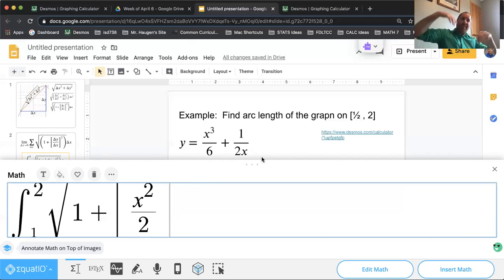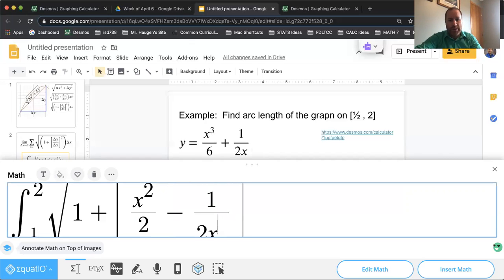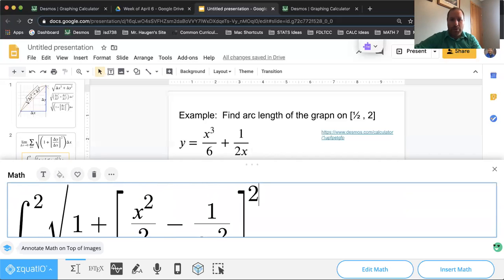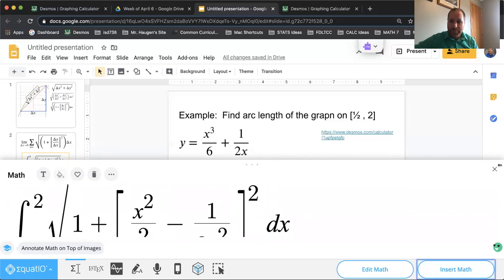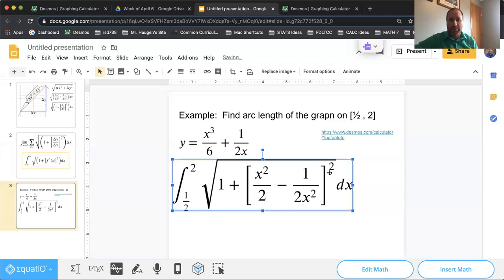Really, again, we could say that's x to the negative power. We're going to drop the -1 down and reduce the power, so minus 1 over 2x squared, right? That's the idea there. And then this whole thing ends up being squared, and then we have our dx. And this is essentially what we would be solving.